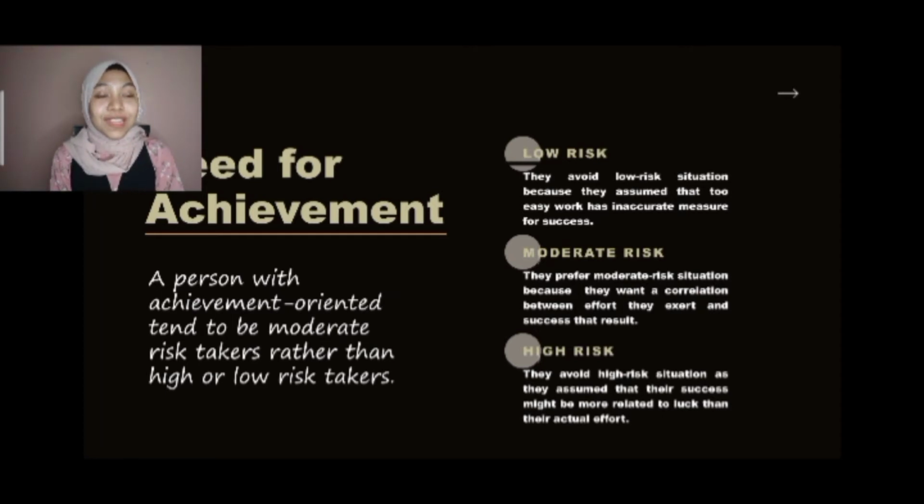So they prefer the moderate risk situation because they want a correlation between the effort that they exert and the success that results. They believe that when they put in so much effort on something, the result will be that much also. And they also avoid the high risk because they assume that their success might be more related to luck than to the actual effort. They think that if they succeed in the high risk situation, it is only because of luck, because they are fortunate, not because of their effort.